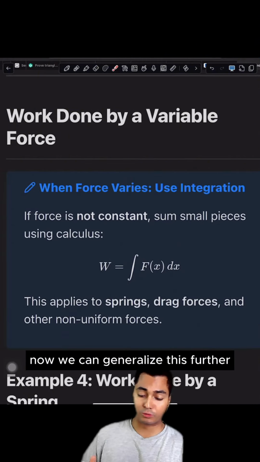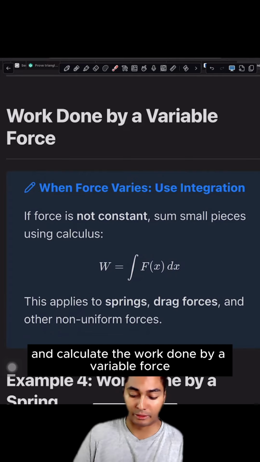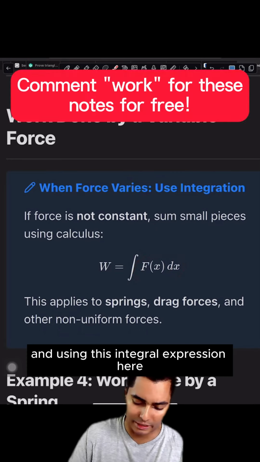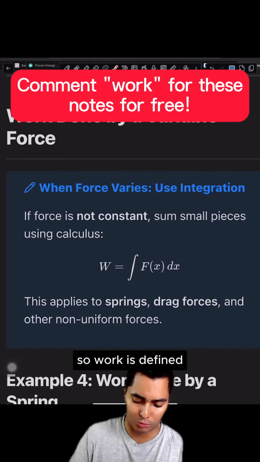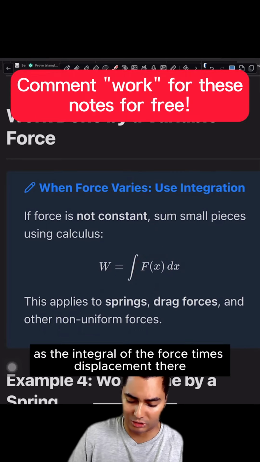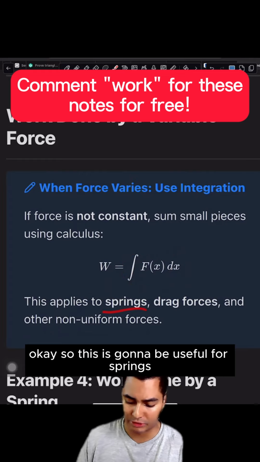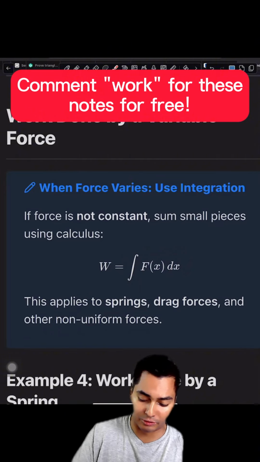Now we can generalize this further and calculate the work done by a variable force, namely by summing up all the differential force terms and using this integral expression here. So work is defined as the integral of the force times displacement there. Okay, so this is going to be useful for springs, drag forces, or anything that has a variable force there.